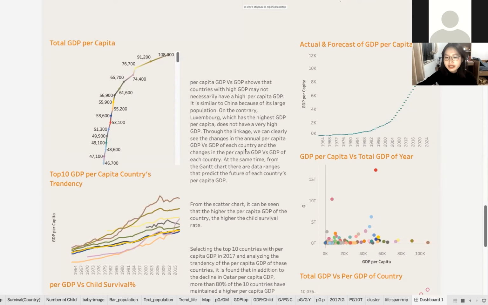From the Gantt chart, it shows the change in the per capita GDP of each country since 1962, as well as the data range that predicts the future per capita GDP of each country. We can understand the future development prospects of various countries.